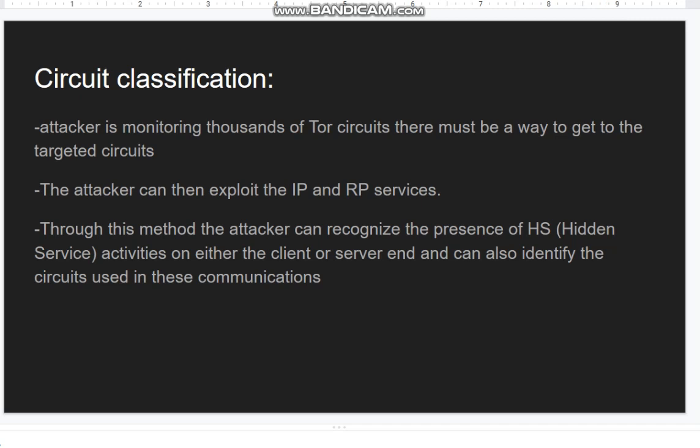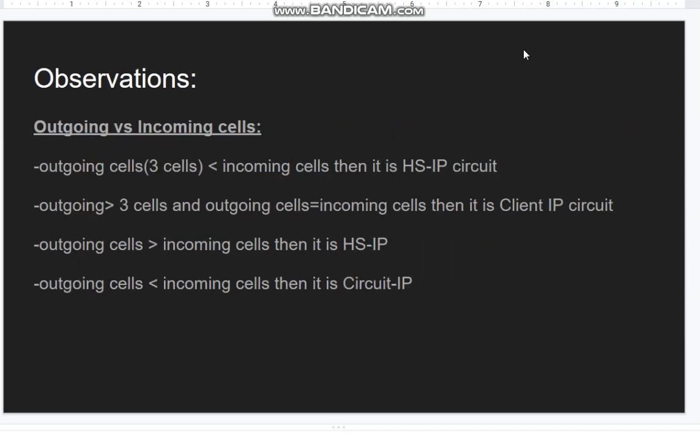So for this purpose, some properties of the circuits were observed, and following are the observations which helped us to achieve this technique. The first one being the outgoing versus the incoming cells. So following some of the observations made, if the outgoing cells were 3 and the incoming cells were greater, then it was probably the HSIP circuit.